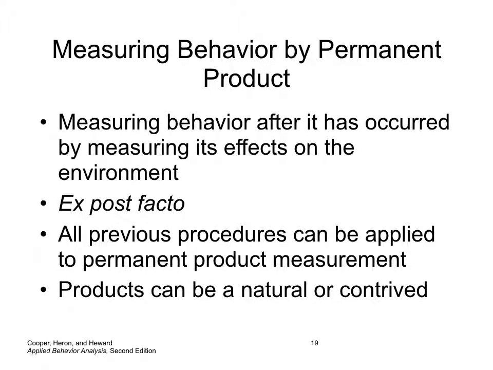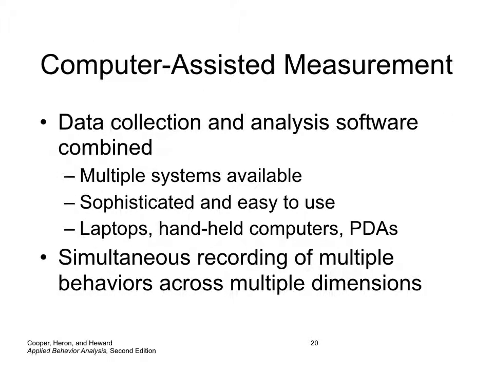Certain behavior can also be measured after it has occurred using permanent products. Permanent product is easy. It's like checking homework. Computer-assisted measurement has become more sophisticated and easy to use, allowing practitioners to simultaneously record multiple behaviors.